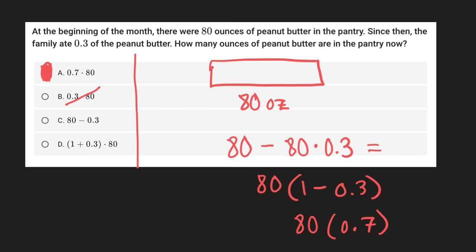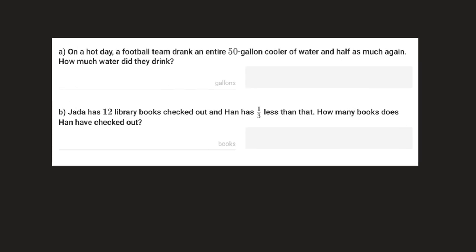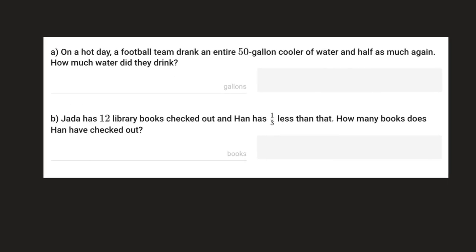All right, let's take a look at the next question. On a hot day, a football team drank a 50-gallon cooler of water and half as much again. How much water did they drink? Okay, so we'll start this first one. The football team drank 50 gallons of water. And then they drank half as much again.